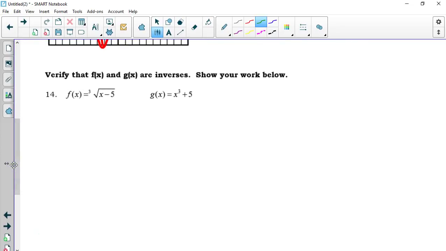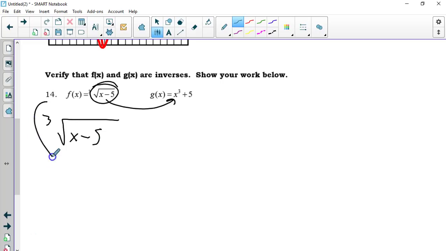Okay, now verify that these are inverses. Okay? This is very simple. We're just going to plug them into each other. So we're going to plug this whole cube root in here. So we're going to say the cube root of x minus 5, cubed, plus 5.